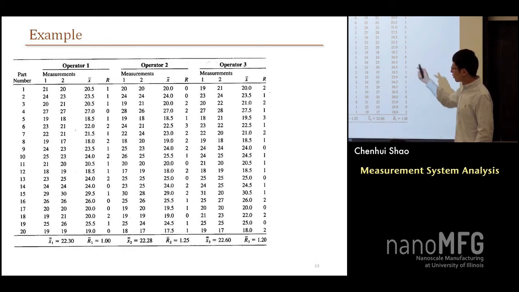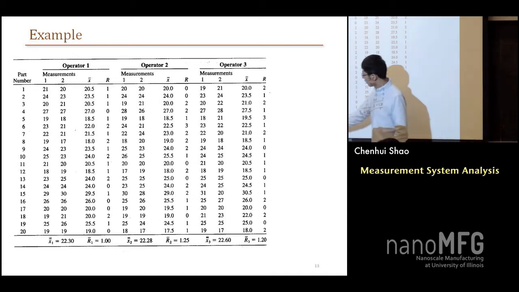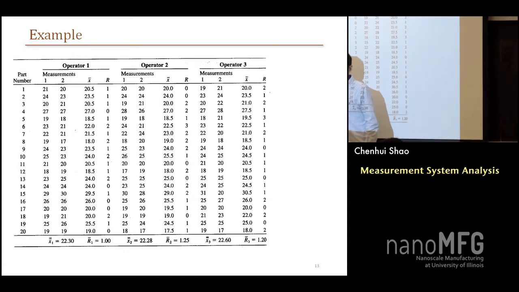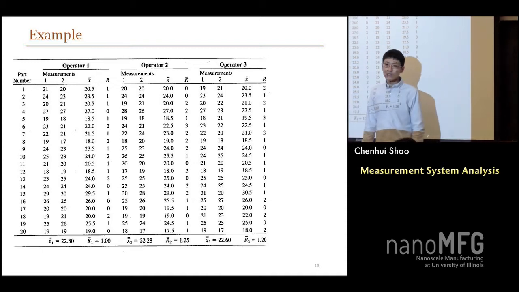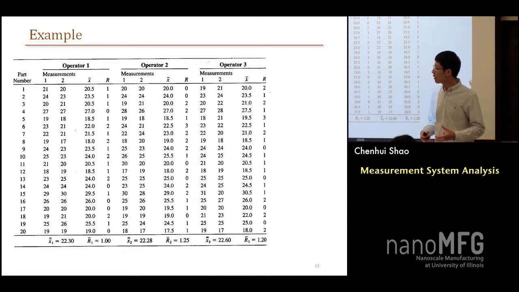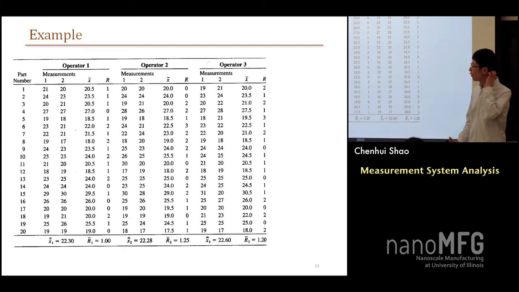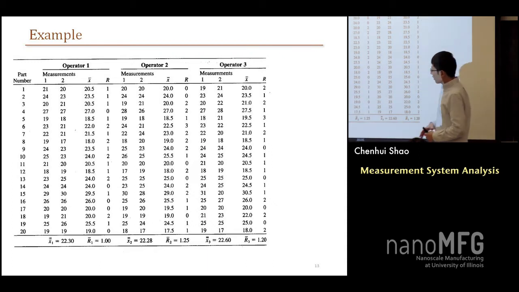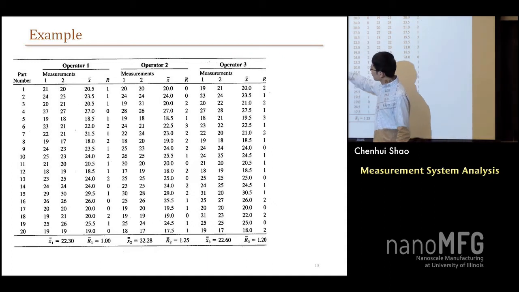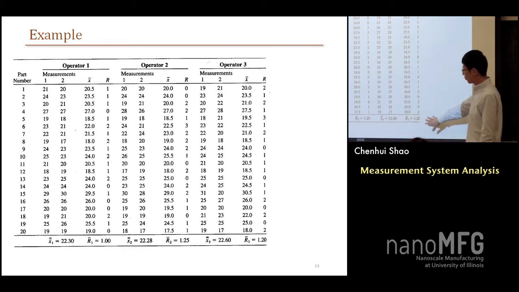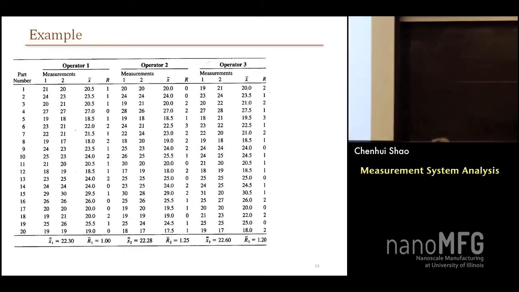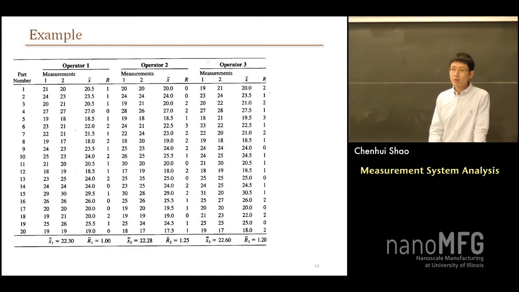Okay? So using this, we can further calculate the X1 double bar. The meaning of X1 double bar is the average measurement of operator 1 for all 20 parts. That's what X1 double bar means. R1 bar is the average of all R values for all parts. So that's R1 bar. The same for X2, R2, X3, and R3. So with these results, how can we calculate sigma hat for the three parameters we just mentioned?